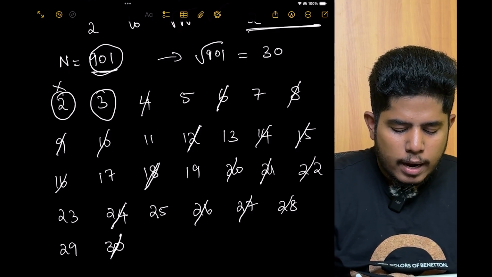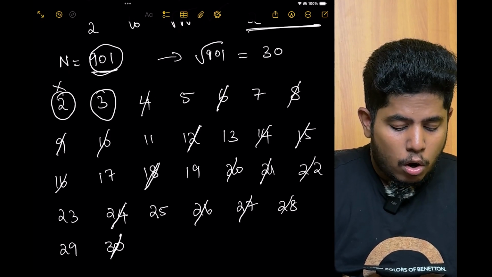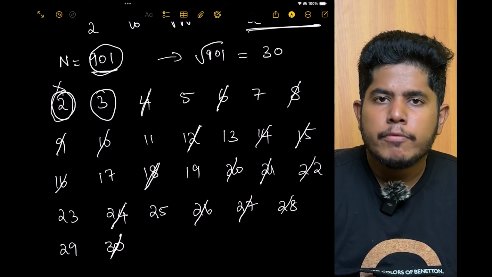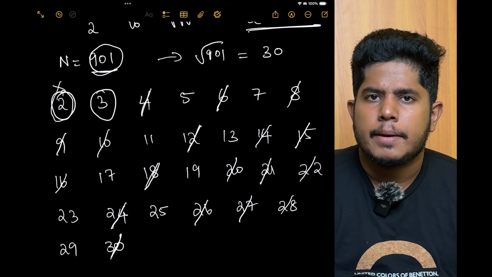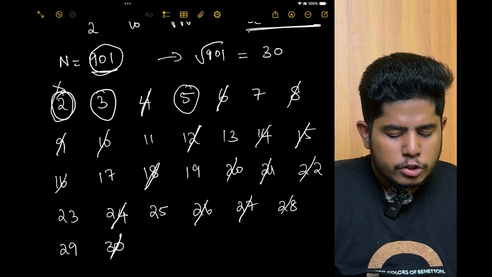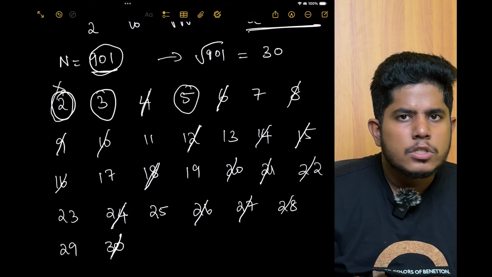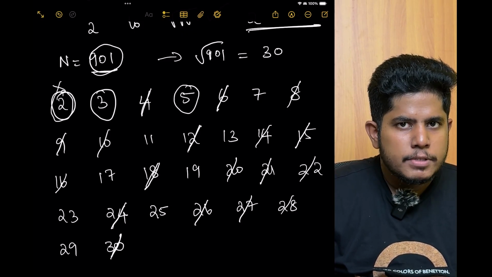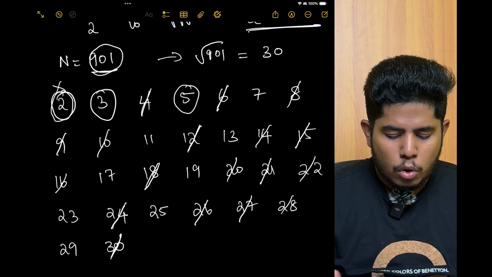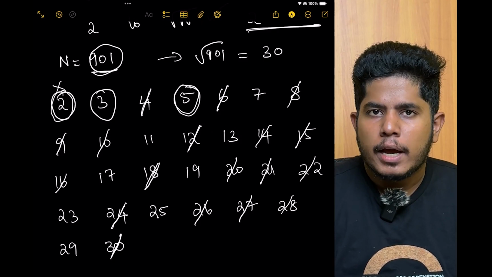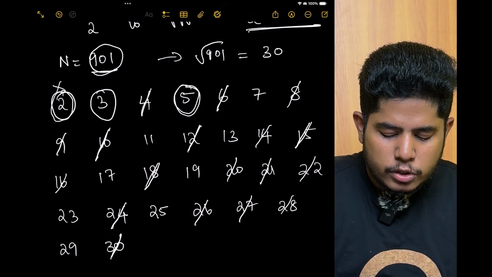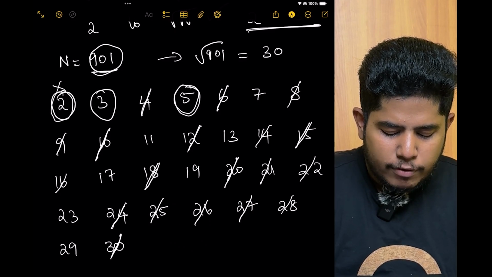Then let's take the next value. 4 we need not check because it is already indirectly understood. Because the number is not divisible by 2, it will not be divisible by 4. Do not check with 4 and do not waste the time. Let's directly jump to 5. Now I'm going to check whether 901 is divisible by 5. It is not. When 901 is not divisible by 5, it will not be divisible by any of the multiples of 5. So once you have checked with 5 and it is not divisible, do not check with 10, 15, 20, 25, or 30.